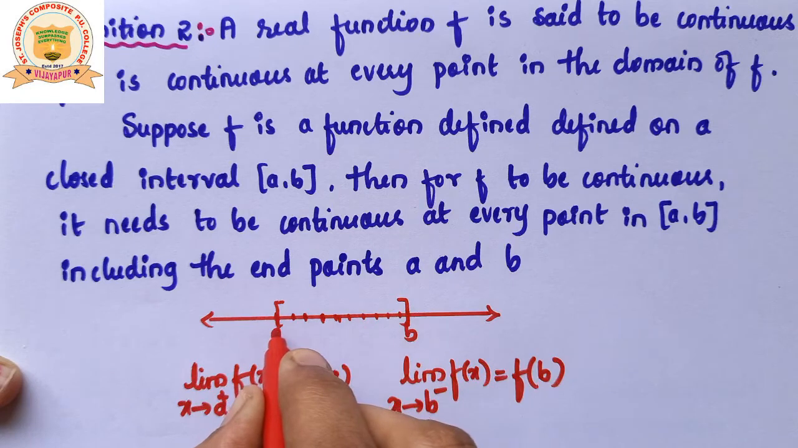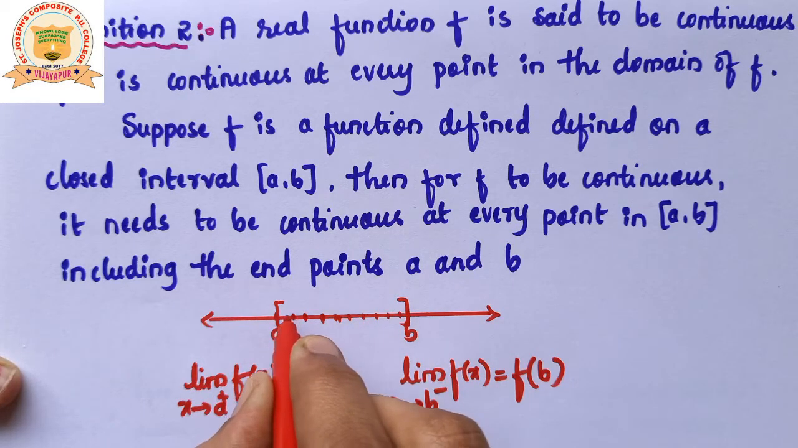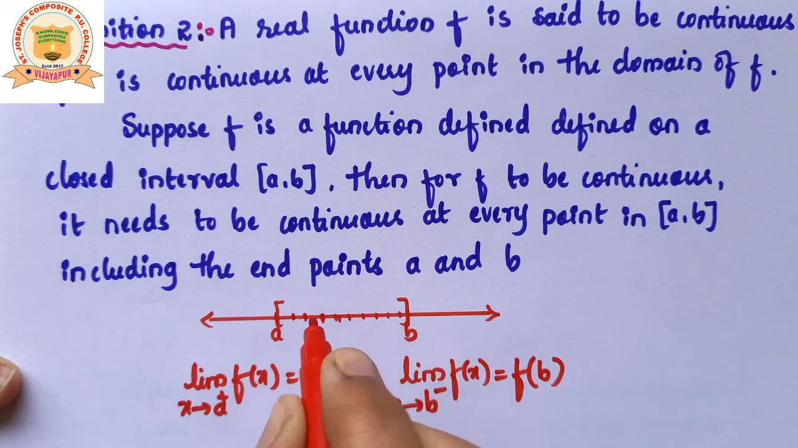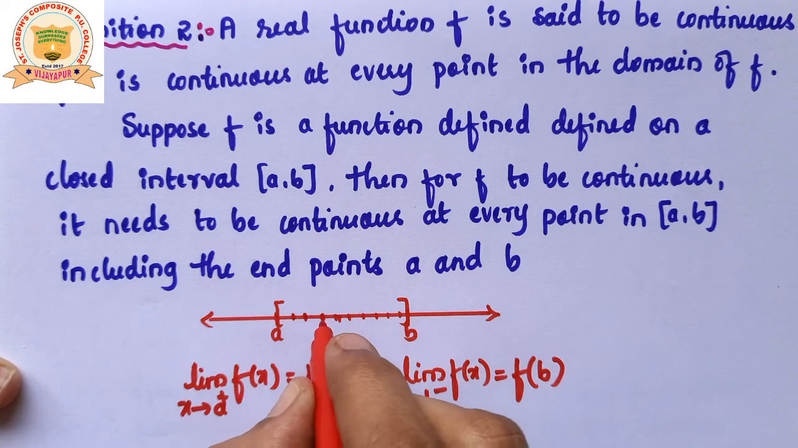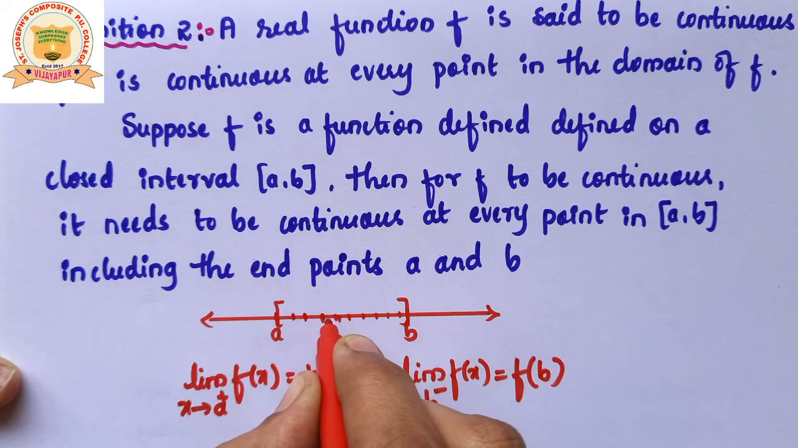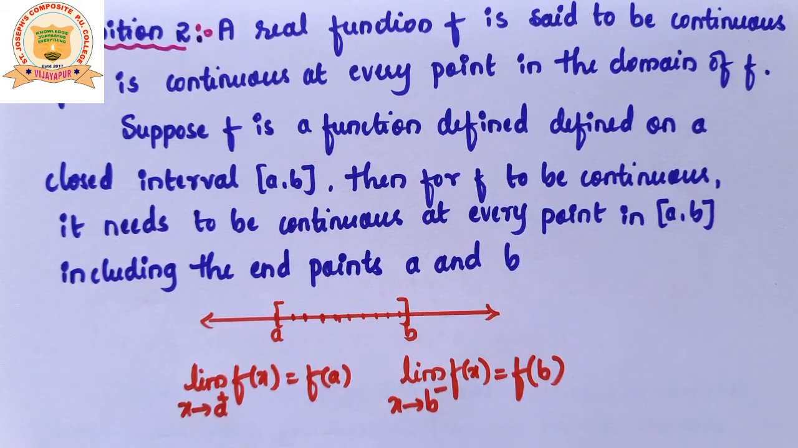Similarly, the function is continuous at x is equal to A. And in between, for all these points, there is a left hand limit, right hand limit and functional value. For all these points, the function is continuous. Then we say that the given function is a continuous function.